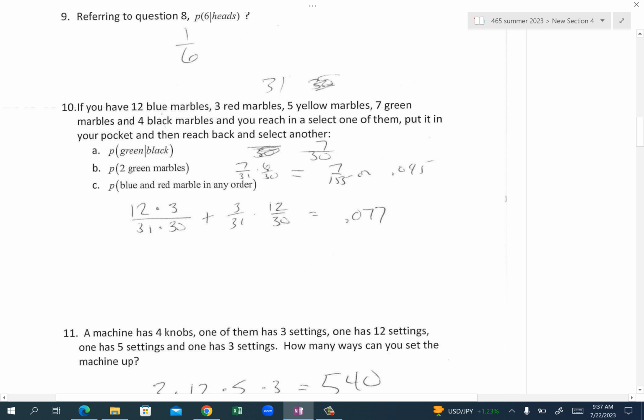Nice. And a blue and a red in any order. So you could do 12 out of 31 times 3 out of 30, or 3 out of 31 times 12 out of 30. Or, here's another way to do that problem: you have blue marbles, there are 12.